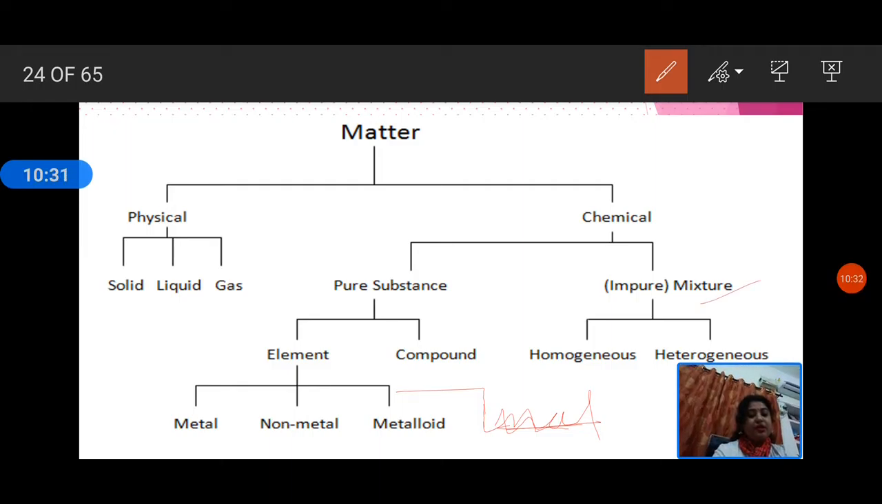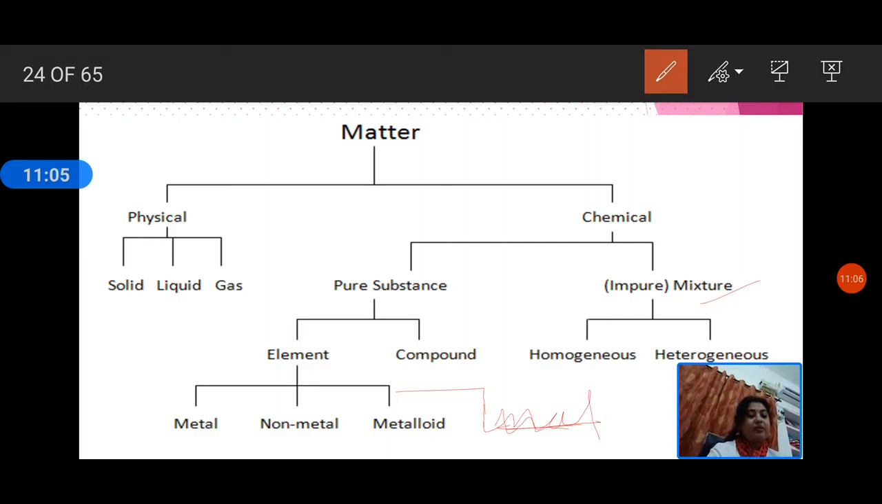Last, mixtures. Mixtures are not pure substances. A mixture may contain two or more substances, elements or compounds in any proportion. Mixtures are of two types, homogeneous and heterogeneous. If I ask you for an example of homogeneous, you can say alloys, or when sugar or salt is mixed in water, these are homogeneous mixtures. And for heterogeneous, suppose you mix sand or chalk powder in water, that will be a heterogeneous mixture.